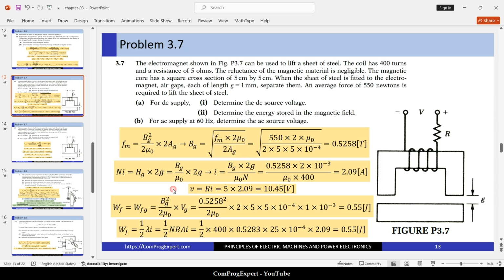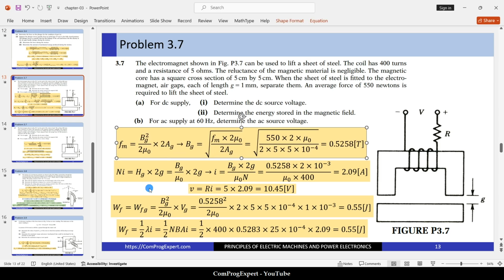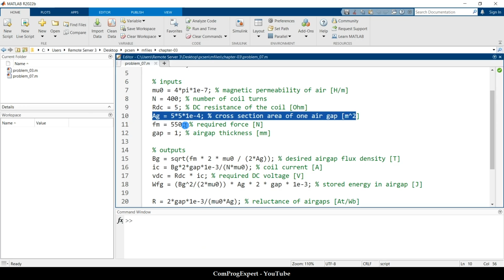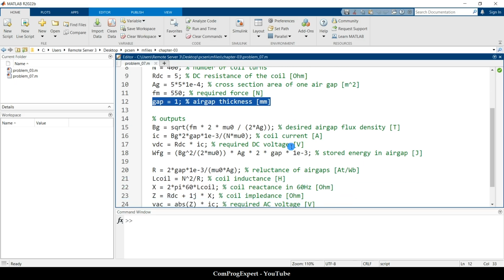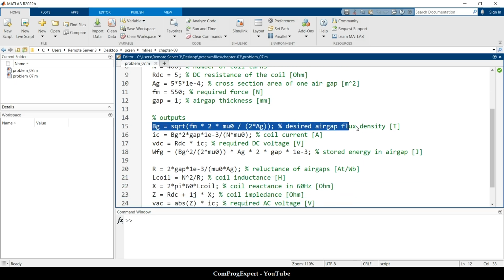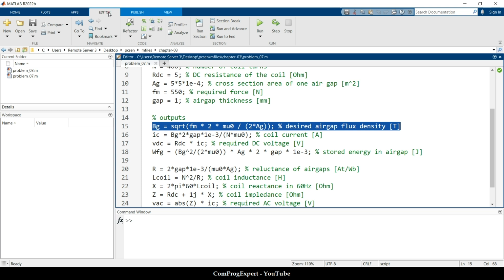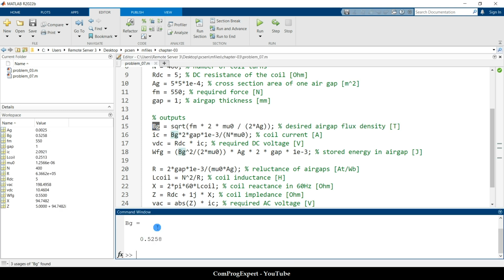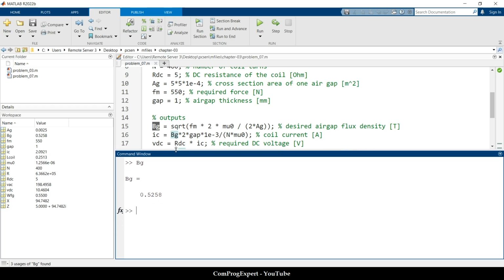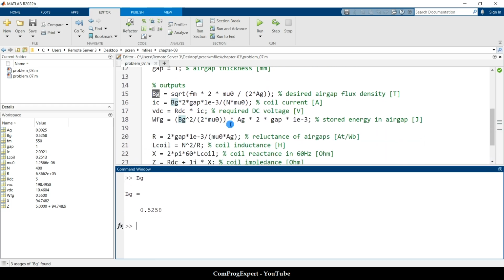So, not important. We know that this is the total air gap area, but you can rewrite this equation in this form. Anyway, in this case, we have this force, and this is the air gap thickness in millimeters. I implemented this equation here. If I run the code, here you can see the value of the B gap, 0.5258 Tesla.